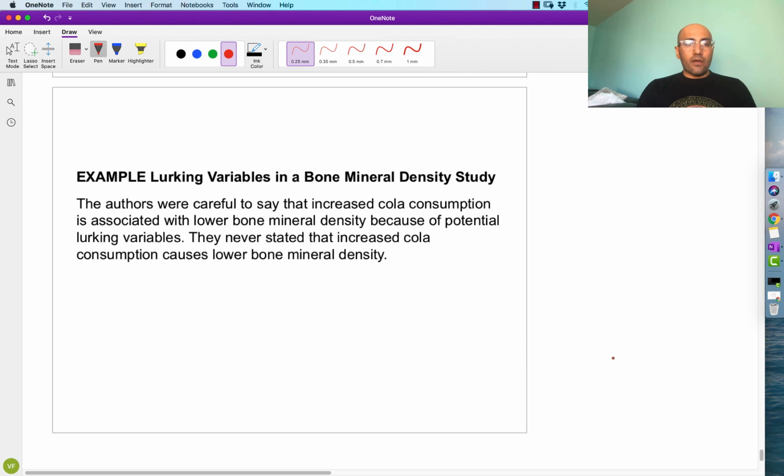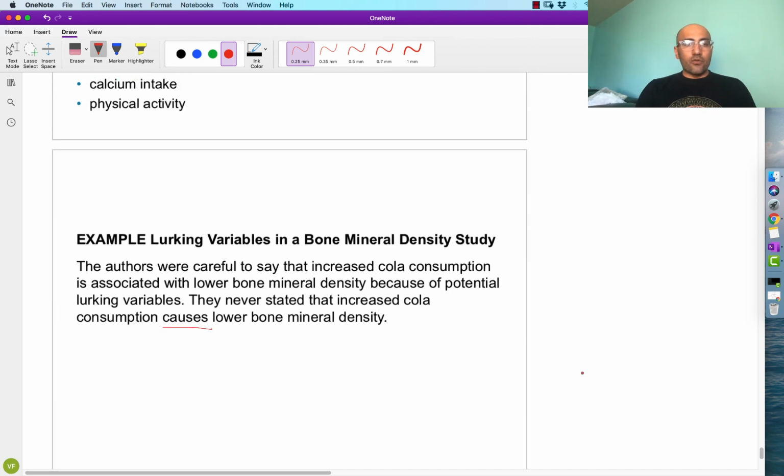So the authors were careful to say that the increased cola consumption is associated with lower bone mineral density because of potential lurking variables. They never stated that the increased cola consumption causes lower mineral density, right? I'm sure that if they throw in the word that the increased cola consumption causes lower bone mineral density, Coca-Cola wouldn't hesitate to jump in and sue them, right? Okay. So the only way to actually establish causality is through a designed experiment.